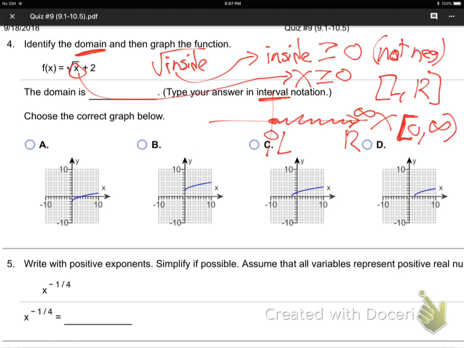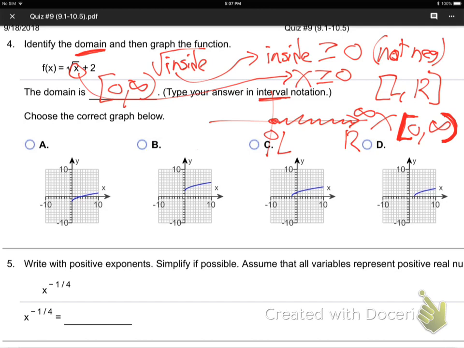Why? Because a bracket means you're straight on 0, and a parenthesis means you're just around it, close to it, not straight on it. So you're never straight on infinity; you're always just going towards infinity. So bracket 0, infinity with a parenthesis. That's the domain. Now, which one of those is the graph?